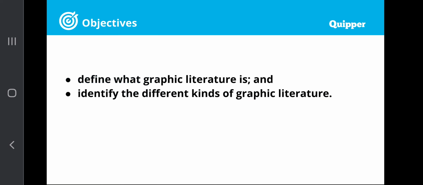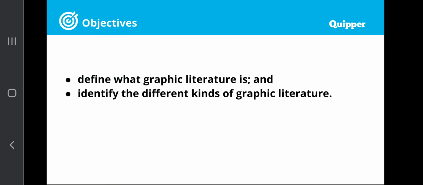First, we need to define what graphic literature is. And we also need to identify the different kinds of graphic literature. So make sure that you have with you your notebook to jot down important discussions and questions that may be formed as we go along with our discussions.